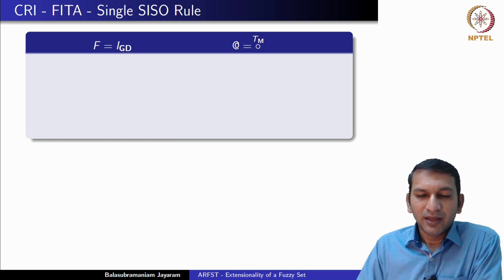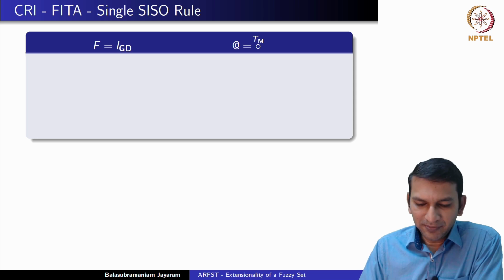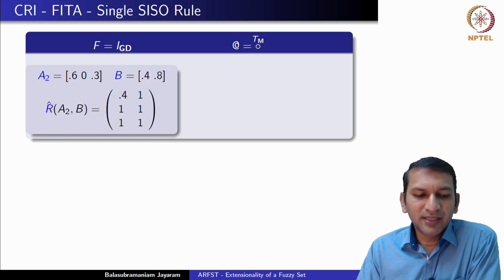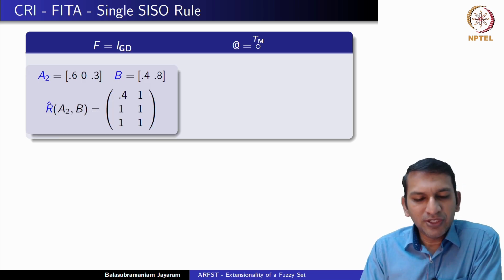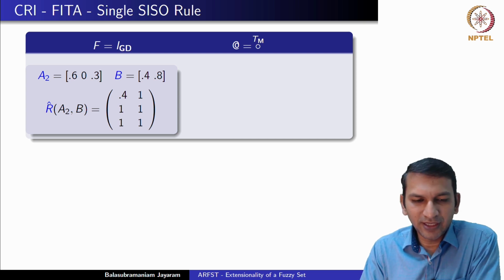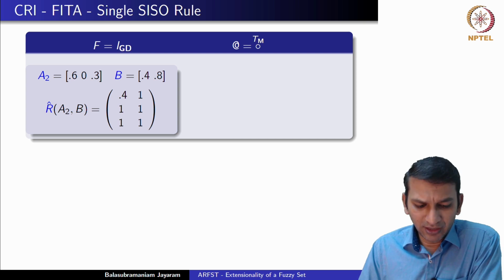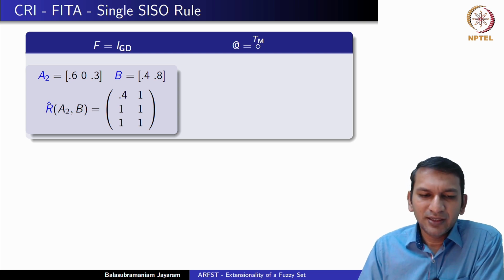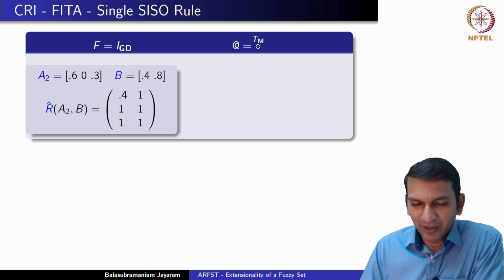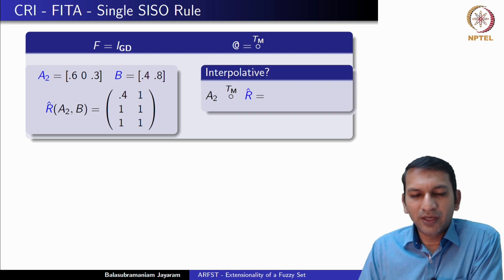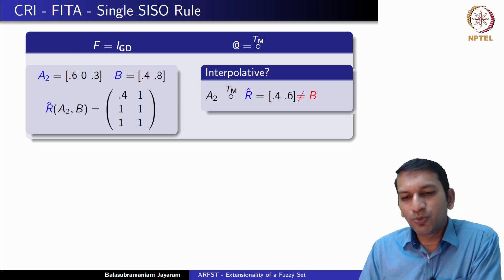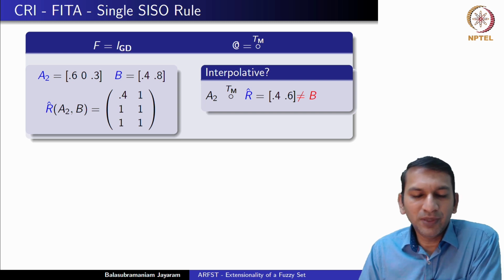Well, let's look at another system. We will retain the same consequent B, but we'll change the antecedent to this fuzzy set A2, which is given as 0.6, 0.3. Once again, using the Gödel implication, we see that this is the relation that we would get. Is this interpolative? If we work it out, we will see the output is 0.4, 0.6, which is not equal to B. So this system is not interpolative.